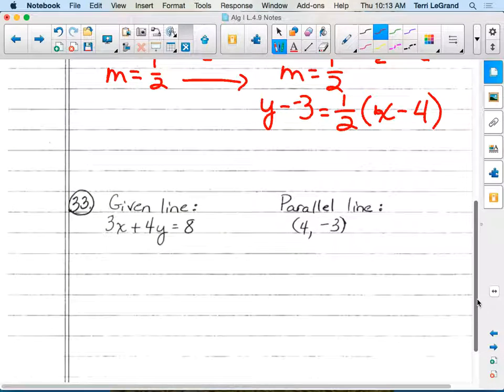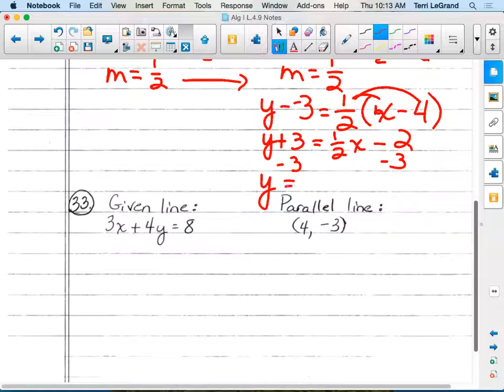Okay, let's get this put into slope-intercept form now. So this will be y plus 3. The other side we'll do our distributive property. Here I was just cleaning up the minus and negative. 1/2 x minus 1/2 of 4, 2. What are we going to do next? Subtract 3. y equals 1/2 x, has the same slope. Minus 2, minus 3. Minus 5.